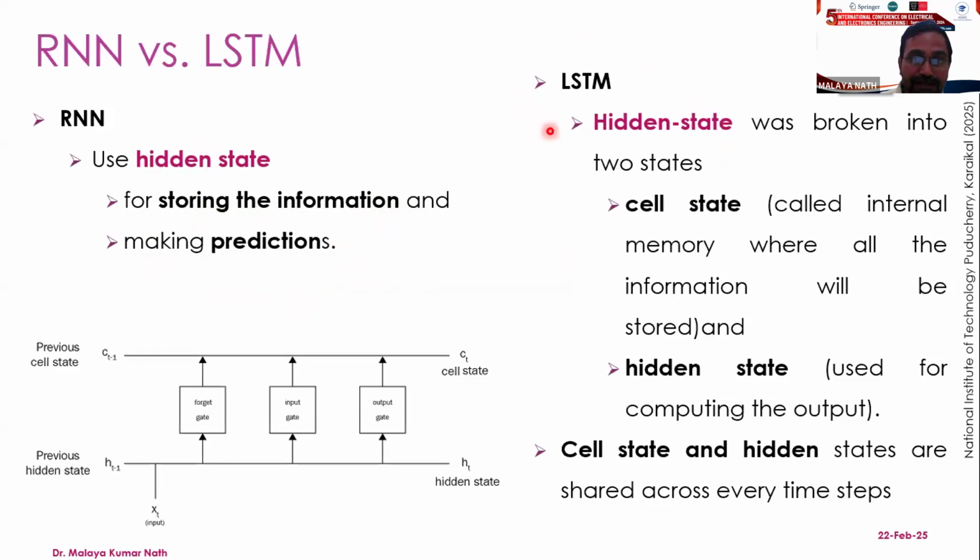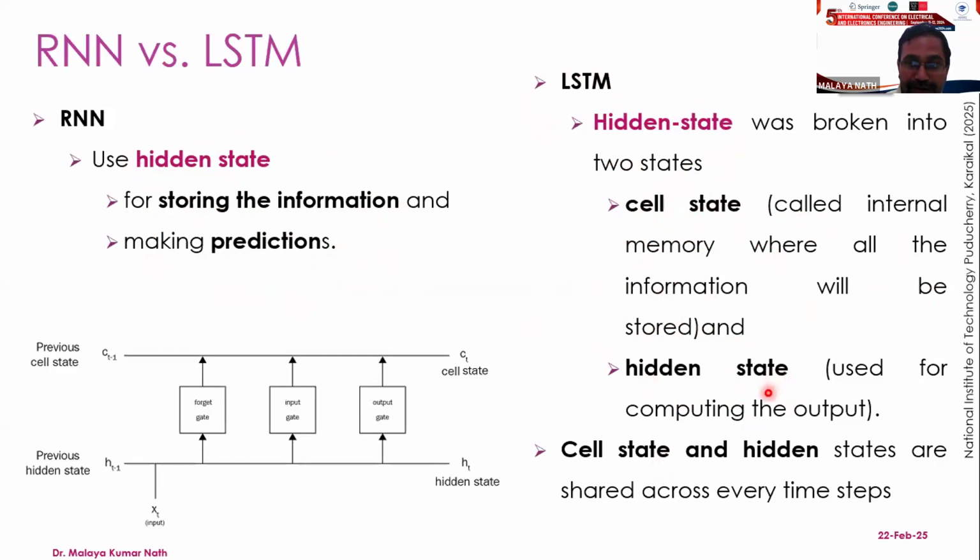But what about the LSTM? The LSTM has a hidden state which is broken into two states: one is called the cell state and the other is the hidden state. In a recurrent neural network, only the hidden state is present. In an LSTM, there are two. What is the importance of the cell state? It is known as the internal memory where all the information is stored. Basically, this helps in storing all the information, and that is known as the cell state.